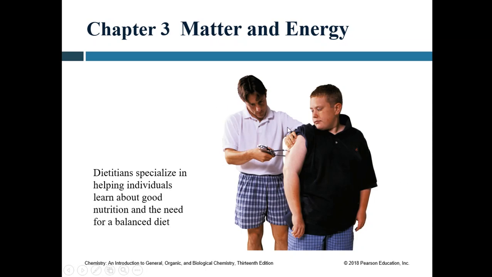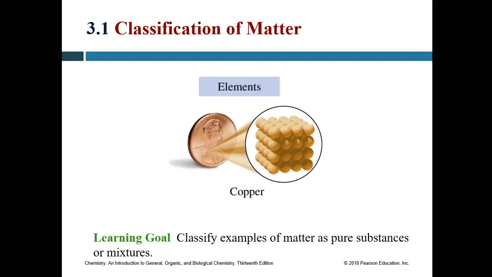Chapter 3, Section 1, Matter and Energy. In this section, our learning goal is to classify examples of matter as pure substances or mixtures, and to learn a little bit more about atoms, elements, and compounds.